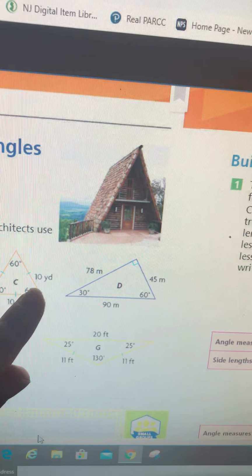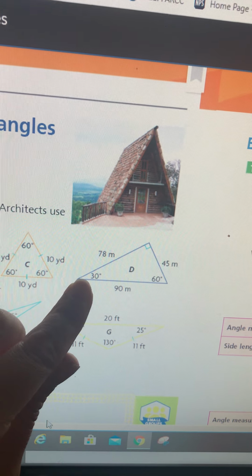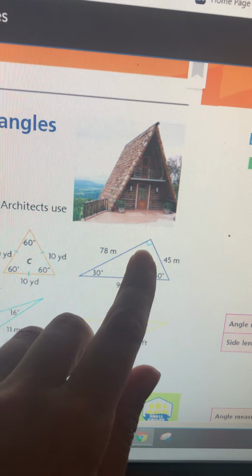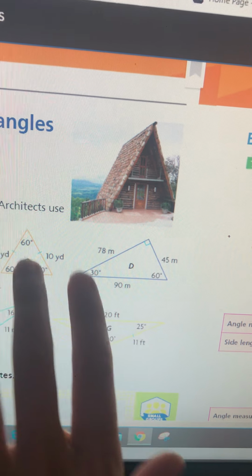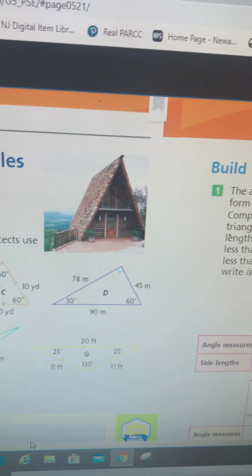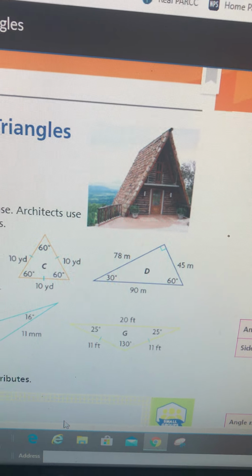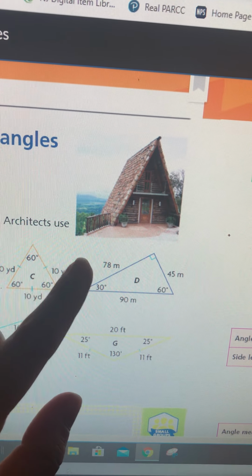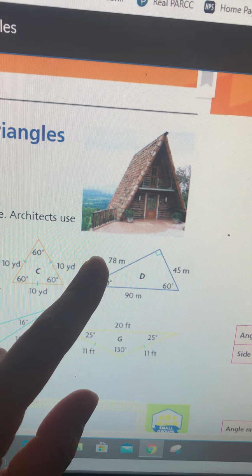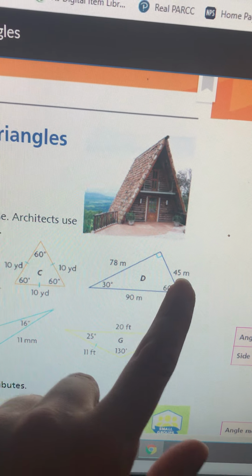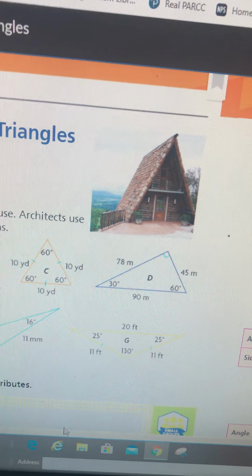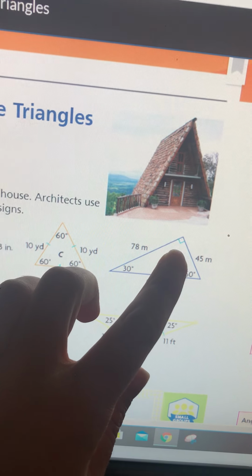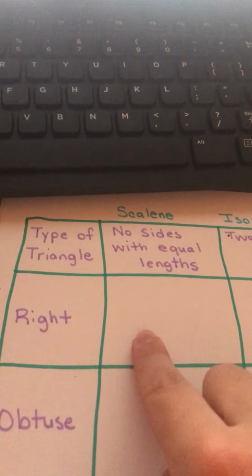Again, we go here. We have a 30-degree angle, so that's acute. A perfect 90. Automatically, when there's one 90-degree angle, his name is right. He is a right triangle. Then we need its last name. So this is 78 meters, 90 meters, 45. They're all different measurements. So it's scattered, scalene. So it's a right scalene triangle. Right scalene triangle.